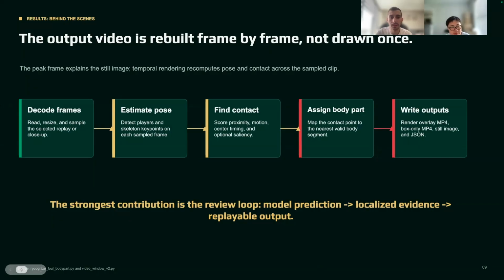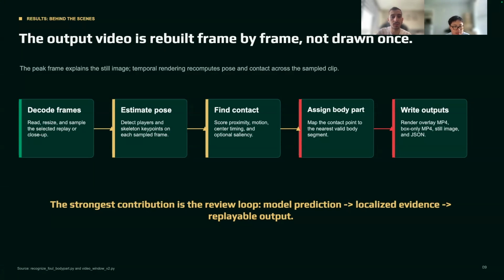The output video is built frame by frame. So this is what we saw in the examples. First, the section replay or close up is decoded, resized, and sampled. Second, pose estimation detects players and skeleton key points on each sampled frame. Third, the contact function scores candidate player pairs using proximity, motion, timing, center of the window, and optional saliency information. If a valid contact is found, the system assigns a body part and draws the skeleton, contact point, red box, and prediction labels.